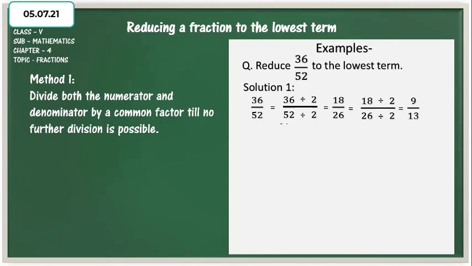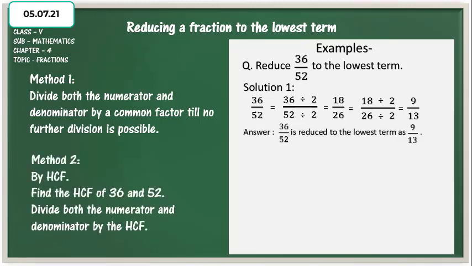So 36 by 52 divided by 2 by 2 will give us 18 by 26. Again, 18 by 26 divided by a common factor, which is again 2, will give us 9 by 13. Now, 9 by 13 cannot be divided further because there is no common factor between them. So 9 by 13 is the lowest form or the lowest term of 36 by 52.